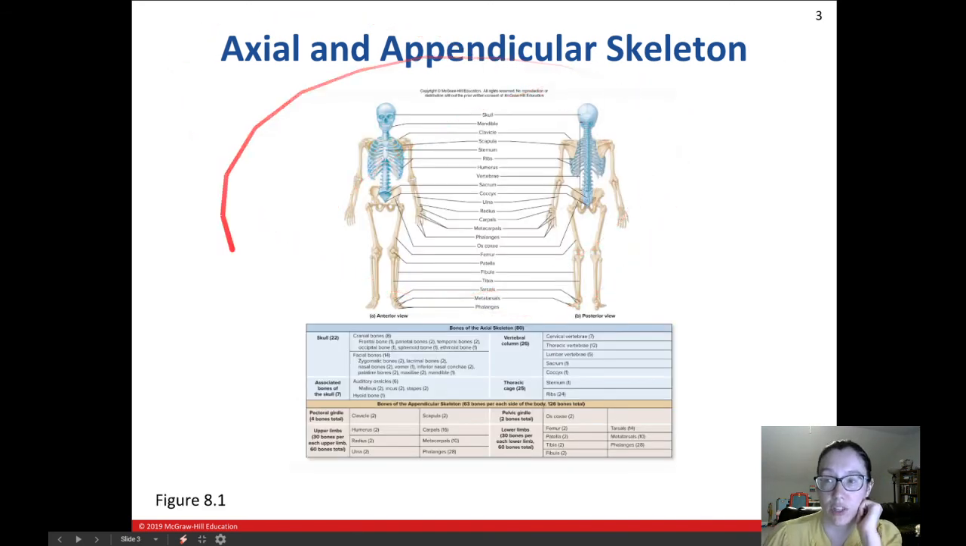This figure in your book is really good. Everything in blue is axial skeleton. Everything in this tannish color is appendicular skeleton. It goes through and tells you how many bones are in each section. So you have 7 cervical vertebrae, 12 thoracic, 5 lumbar, and so on. You have 8 cranial bones and 14 facial bones, and then it tells you how many of each type. This is really good, so make sure you know how many bones and which type. We'll learn about the blue ones today, and the brownish ones next time.